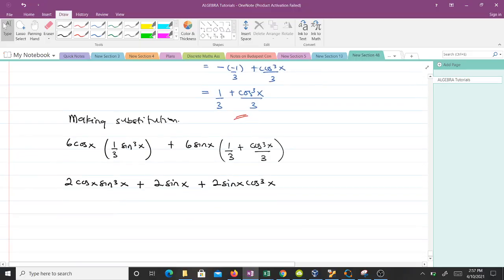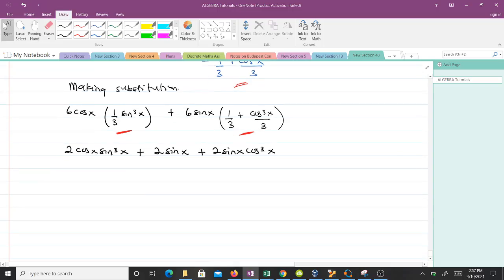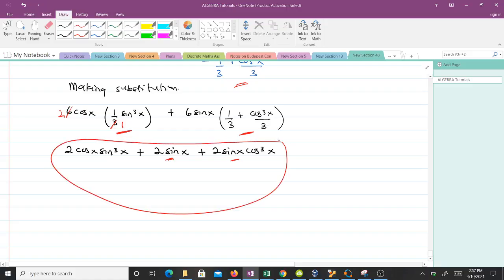So now we make substitution. So we get 6 cos x, then this was the whole thing we evaluated, so times 1 over 3 sine cube x, then plus 6 sine x, then the second part that we just found. So when we make simplification, this 3 will go here, 1, and this will go here, 2. So we get 2 cos x sine cube x plus, and when we multiply 6 sine x by 1 over 3, we get 2 sine x, and 6 sine x times cos cube x over 3 will give us 2 sine x cos cube x. So this here happens to be the solution of the non-homogeneous part.